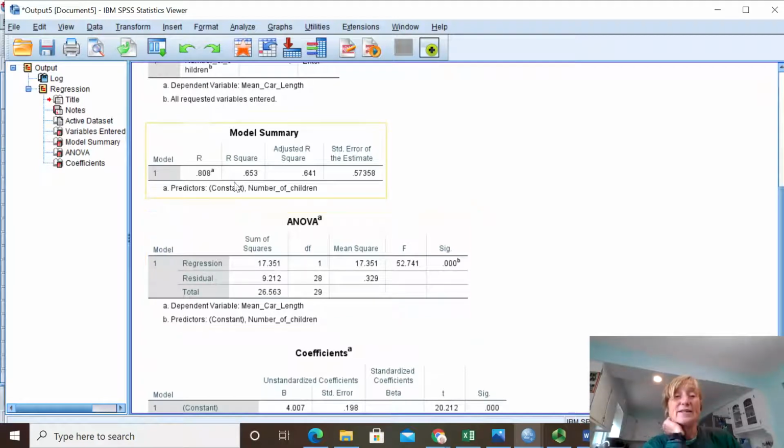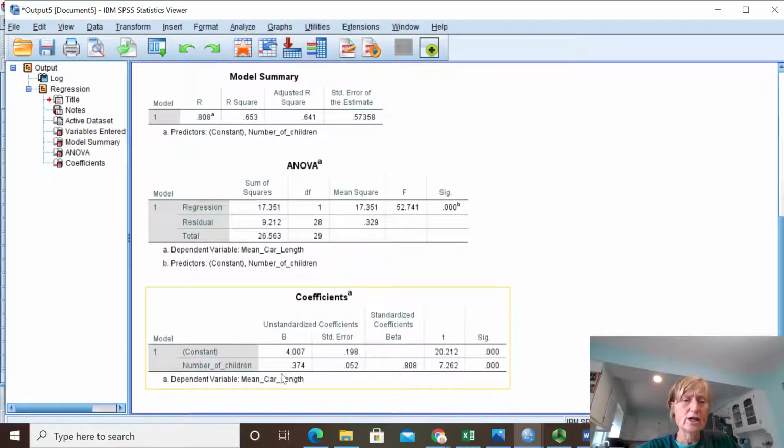In fact, this R-squared value tells us that 65% of the variation we see in car length can be explained by the number of children someone has. So that's what that R-squared value actually means. 65% of the variability we see in car length is predicted by the number of children. So the number of children that one has is a strong predictor of the size of the car. And that's why our p-value is so small. The data support our hypothesis.